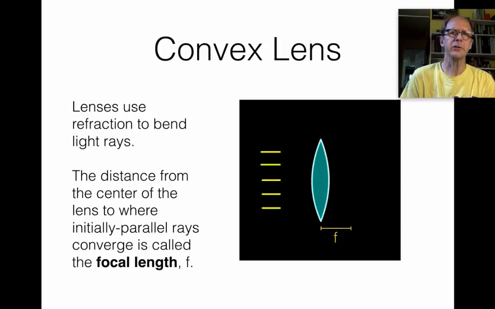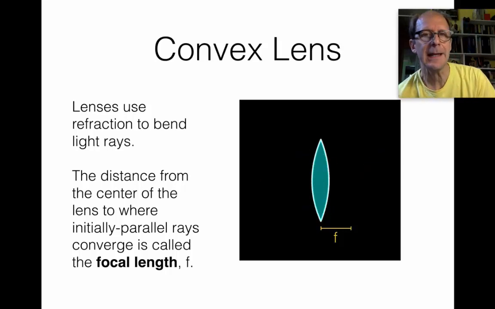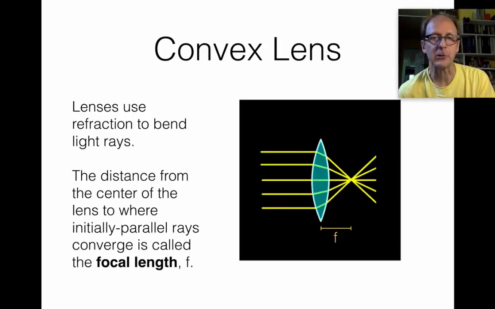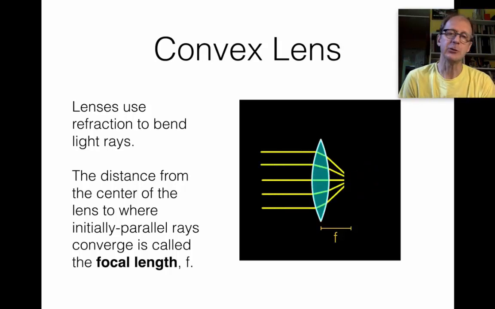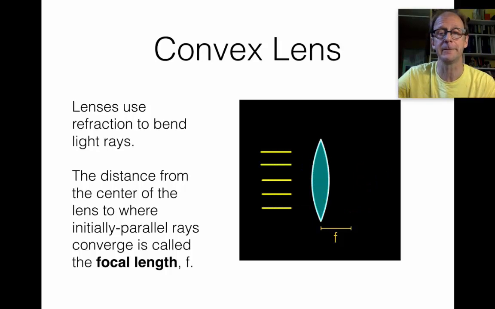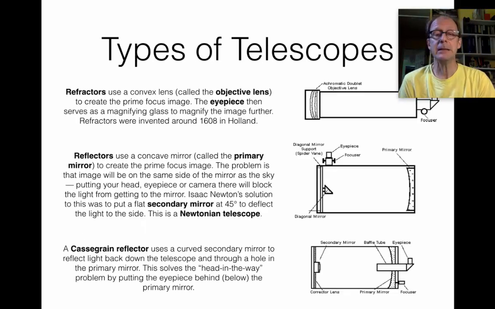The other choice is to use a convex lens to make the telescope for that first thing that converges the light. And so telescopes that use a lens rather than a mirror are called refractors because lenses work by refraction. Just like before for the mirror, the distance from the center of the lens to where initially parallel rays cross or converge is called the focal length, f. There are many, many different kinds of telescopes. I'm asking you to know just the three most basic kinds.